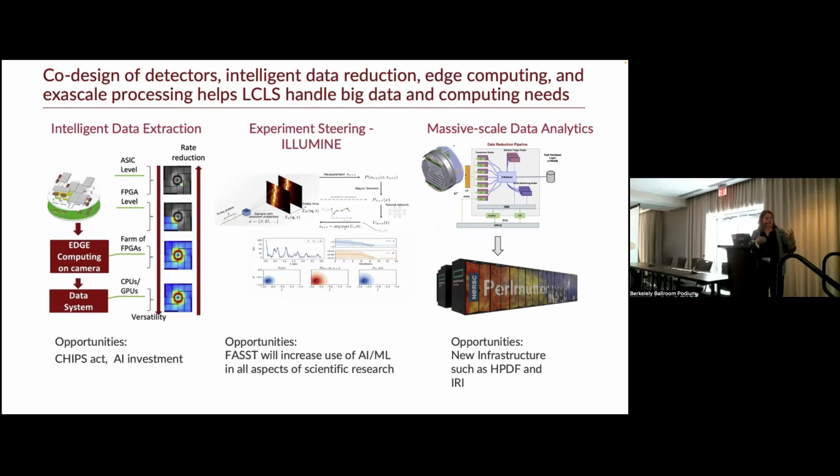So Linac is the big unifying piece that sits there in the middle between my instrument and facility and the leadership class facilities. So it's a way of connecting to the other light sources and connecting to the leadership class facilities. I think FAST is going to increase the use of AI and ML in all aspects across all facilities. And that's just like our compute needs are going to grow.